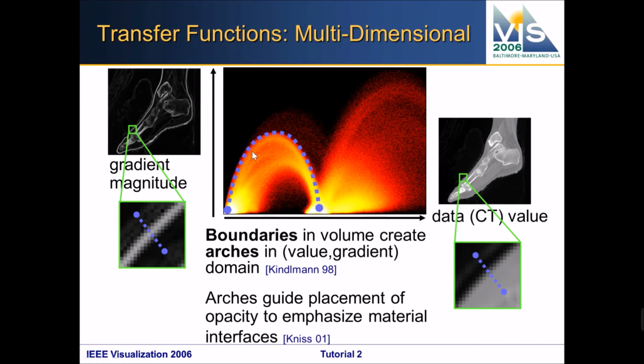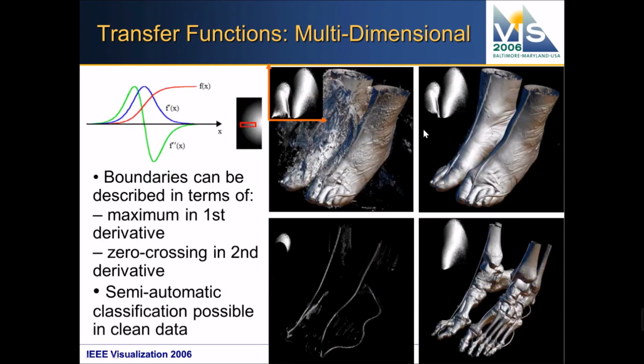Whenever there is an arch in this two-dimensional scatter plot, which is density over gradient, then there must be a surface. See, there's one arch here, another arch here, another arch here. So basically there are three surfaces. And you just find them like this. And this gives way to what's called multi-dimensional data transfer functions, or two-dimensional transfer functions, if you will.